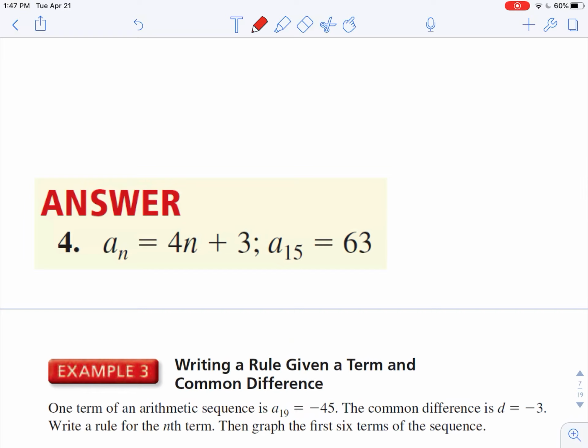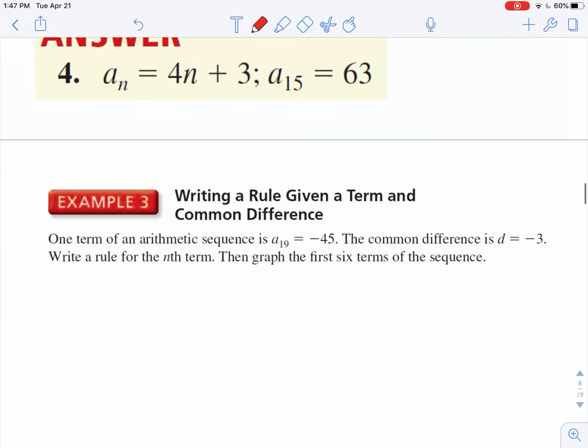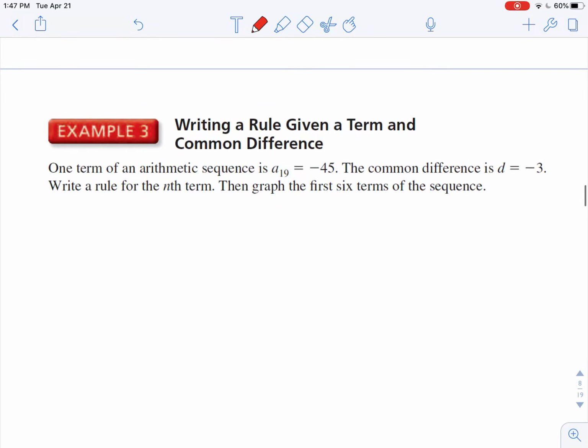That's good for us. The second thing we're going to try and do here is a similar thing. We're still going to try and write a rule, but this time we're going to write a rule where we're given different information. So in this particular problem, we're writing a rule, but we're not writing a rule with a list of numbers. We're writing a rule where they gave us some very specific information.